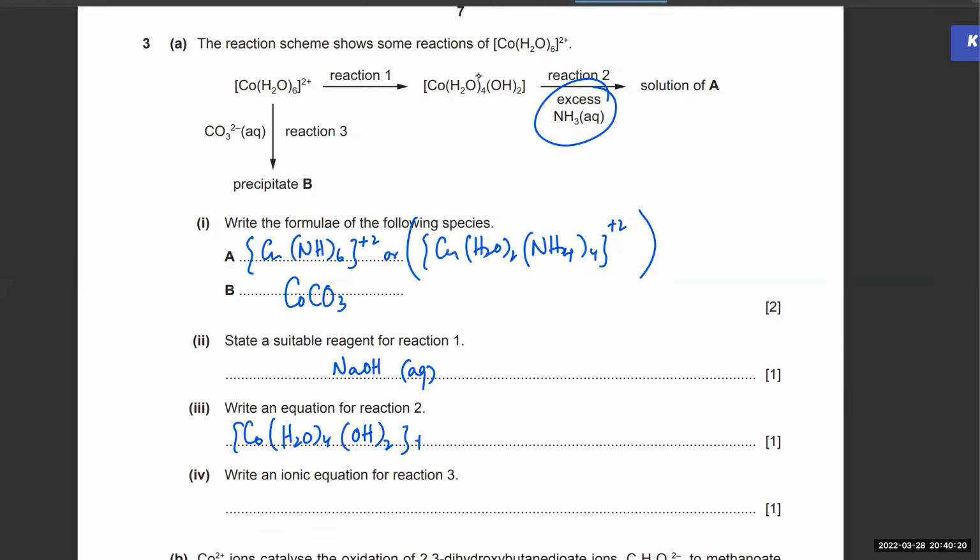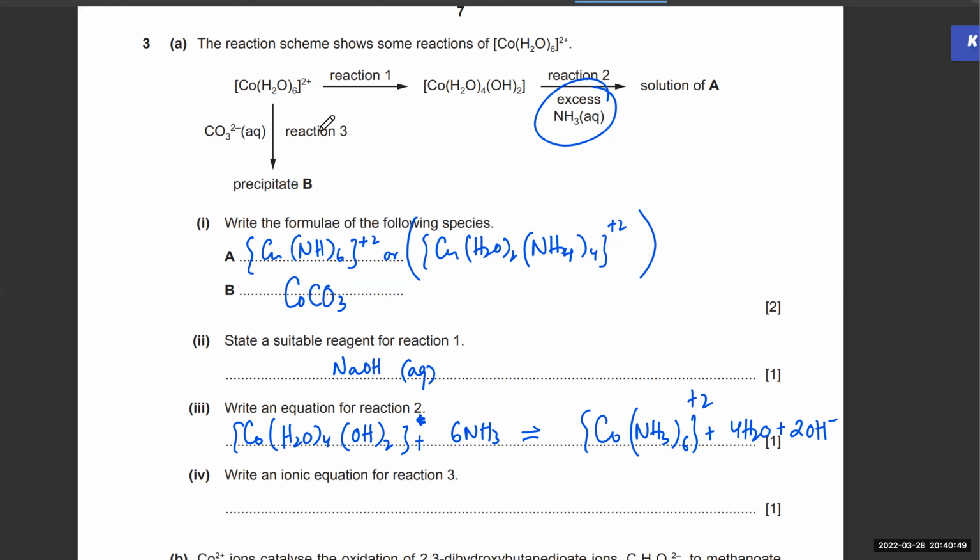And you're adding NH3. So 6 NH3s are going to replace or displace all the ligands; the cobalt will now be surrounded by 6 NH3s. And the overall charge for this would be +2. And 4 water molecules and 2 OH ions are going to be displaced. So that's your equation for reaction number 2.